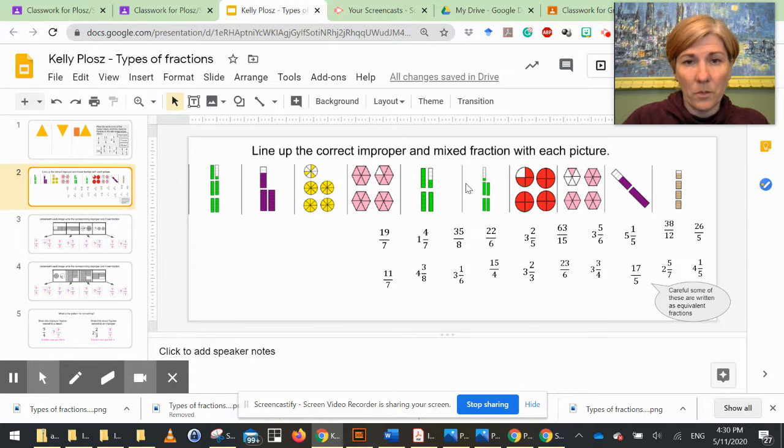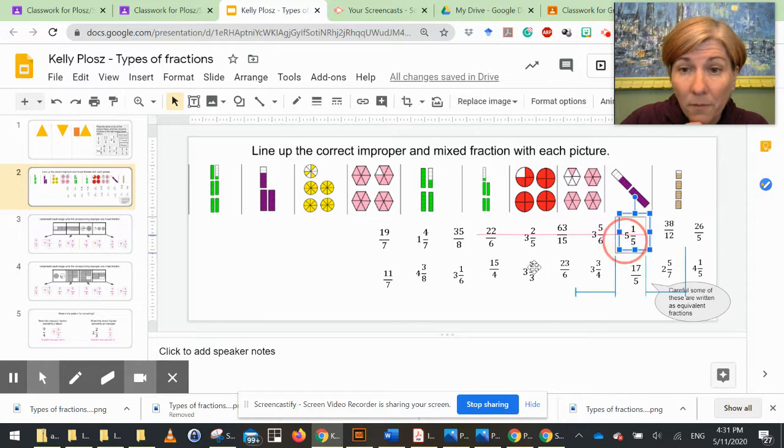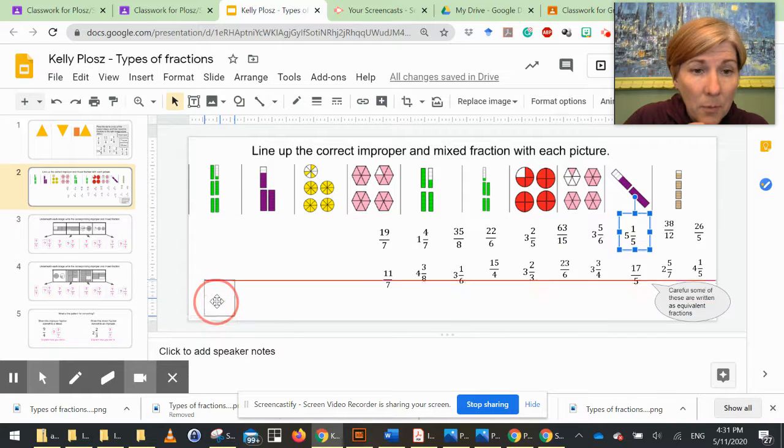So all the green ones are split into 5. So this very first one, we would look at it, and we are going to be looking for both the mixed fraction and the improper fraction that matches this picture. So I can clearly see that there are 5 whole strips colored in, and the 6th image there has just 1 of the 5 colored in. So I'm going to be looking for 5 1/5. So I'm going to grab that and put it under this image.